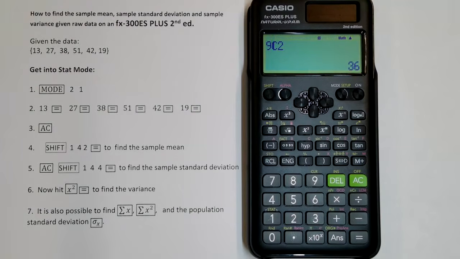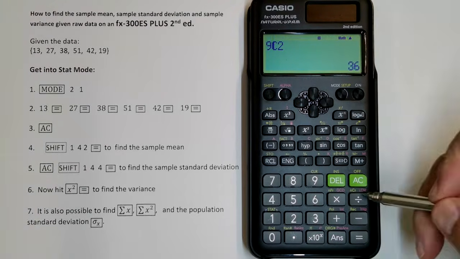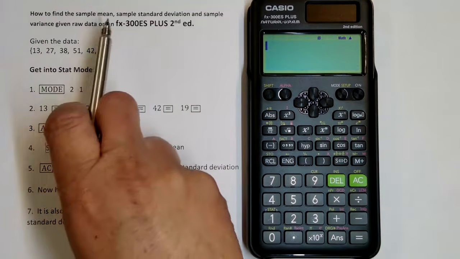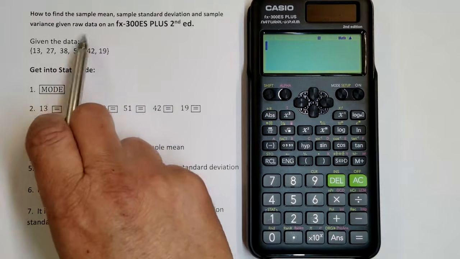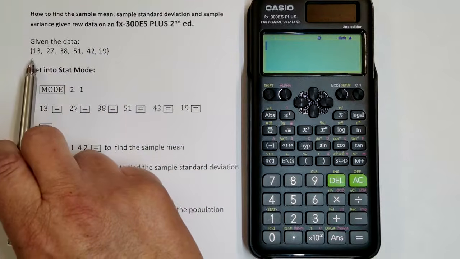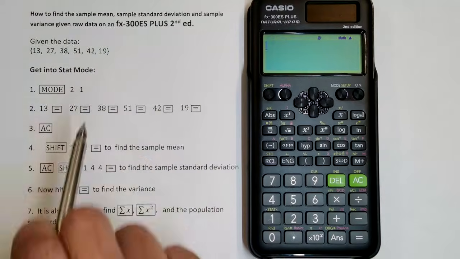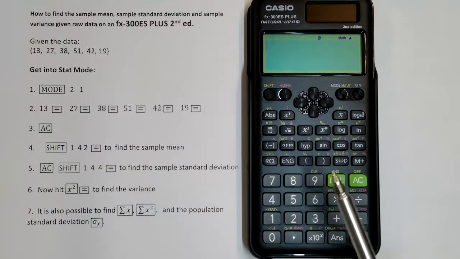Hello. In this video, I'm going to show you how to find the sample mean, sample standard deviation, and sample variance given raw data on an fx-300ES Plus second edition. So I'm going to go ahead and clear this. By raw data, I mean they just give you numbers. If you had the numbers 13, 27, 38, 51, 42, and 19, how do you find the sample mean, sample standard deviation, and sample variance?